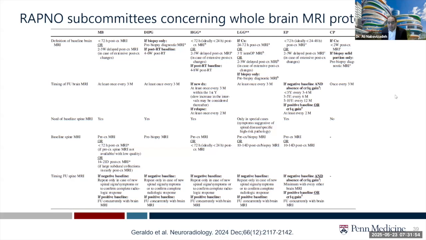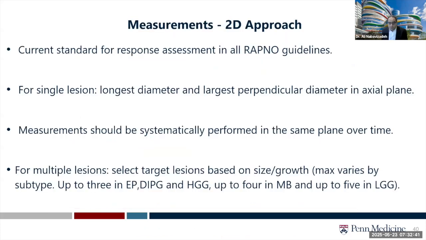One key difference between RAPNO and RANO 2.0 is that the baseline scan, for the most part, would be considered the immediate post-op MRI if it's performed within 72 hours after the operation. And if we don't have it, then they would recommend a delayed scan. But again, you can see the very specific recommendation for every tumor in this table. This is a very helpful review article that was published in Neuro-oncology that I recommend reading if you're interested in imaging pediatric brain tumors. It covers timing of follow-up brain MRI for every tumor, and also baseline spine MRI and timing, whether that would be needed or not based on the tumor histology.